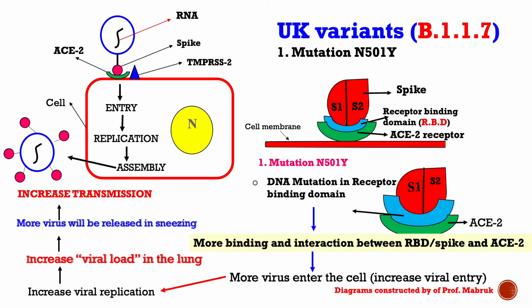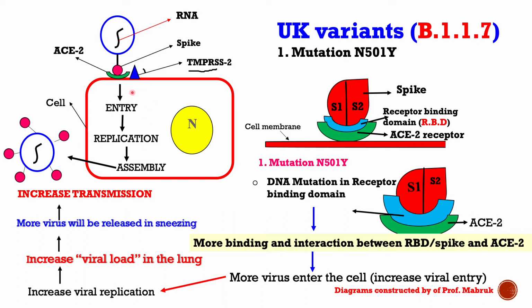So you see it here. This is TMPRSS2 or transmembrane protease, shown as a blue triangle. This enzyme helps in the cleavage of the spike protein and proteins of the coronavirus COVID-19, and this will facilitate the entry of coronavirus COVID-19 into the human cell.